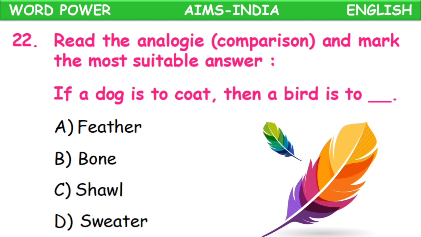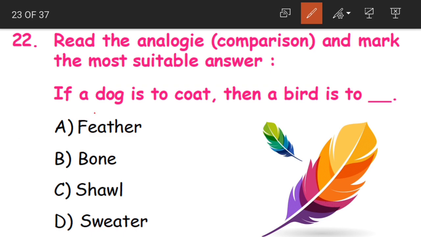Now, 22nd, read the analogy and mark the most suitable answer. If a dog is to coat, then a bird is to what? So if we are getting coat from the dog, you might wonder, how do we get a coat from a dog? Now, some animal skin, children, is used as leather. People make coats, jackets, purses, bags, chappals, and all this with the animal skin. Like that, some particular dog's skin is used to make coats.